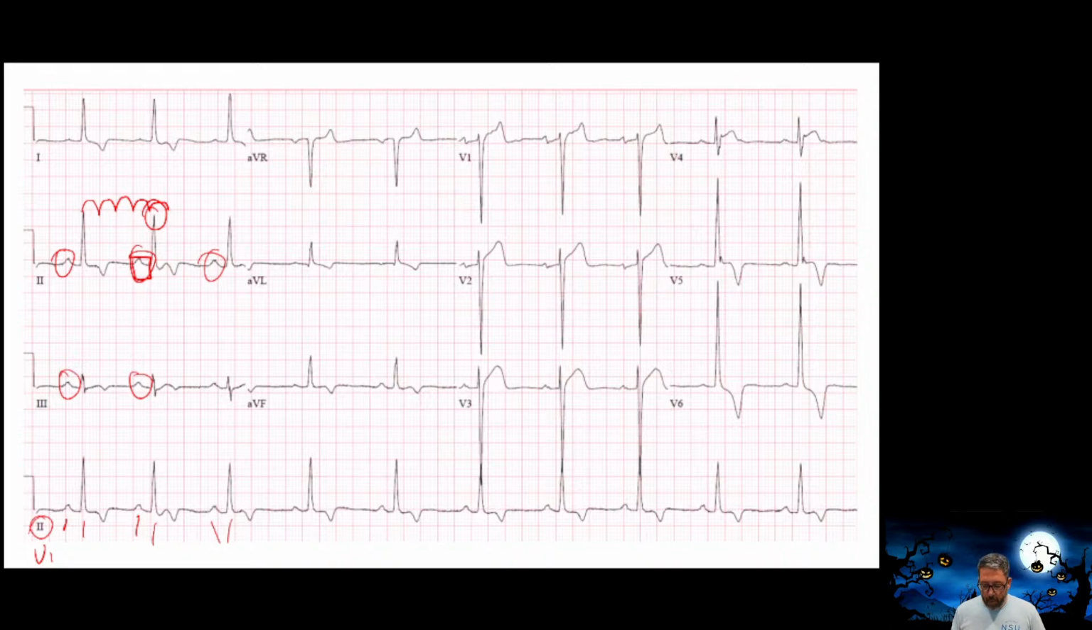Now, axis, rate, rhythm. We're in normal sinus rhythm. A, axis, the ROAD method. I know it's the ROAD method, right? So the A, axis. Lead 1 is positive. Lead aVF is positive, so we know we have a normal axis. So we have normal sinus rhythm, normal axis.